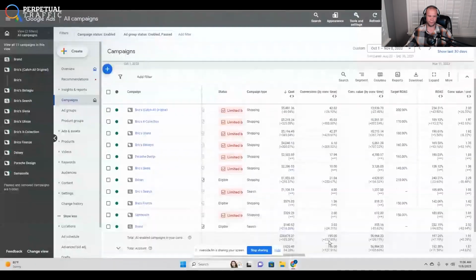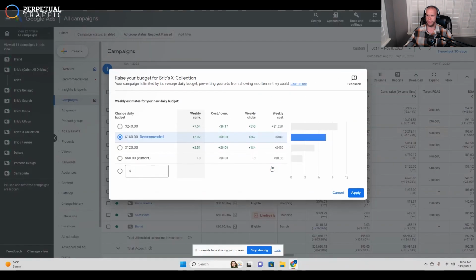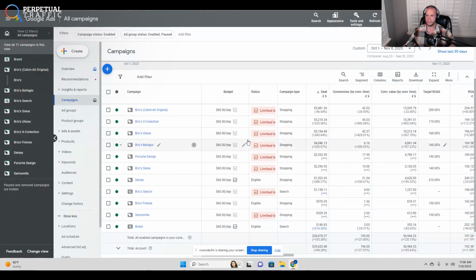Yep. Because I actually like scaling small campaigns because they can react the fastest with the least amount of risk. You can see that every one of these campaigns, like the X collection, is limited by budget. But I can go to 180 without hitting a point of diminishing returns. Or I could take this Bellagio and go from 60 to 180 also without hitting diminishing returns. Going from 60 to 120, that's not a big move to Google. Now, doing that 10 times for 10 campaigns, that's $600 more per day.